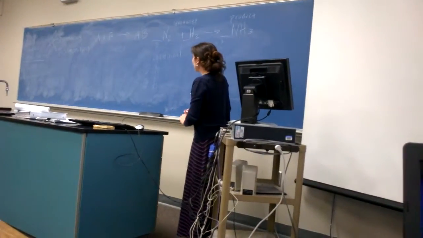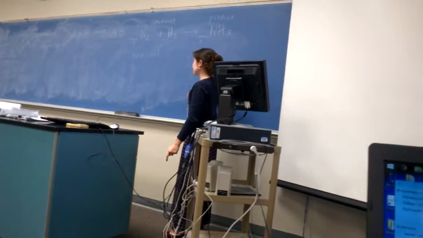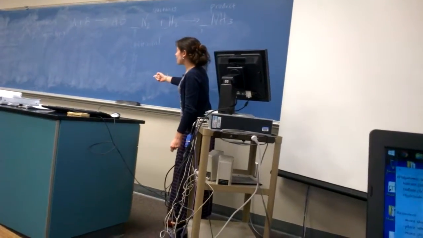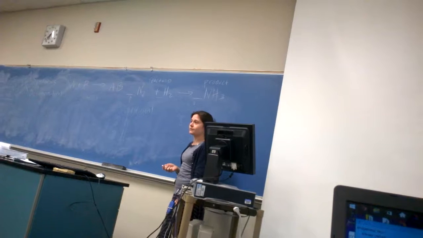So what I want to figure out is what do I need to put in these blanks to make sure that my number of nitrogens is the same on both sides and my number of hydrogens is the same on both sides. Okay? So what's the easiest thing to do here? Does anybody know?